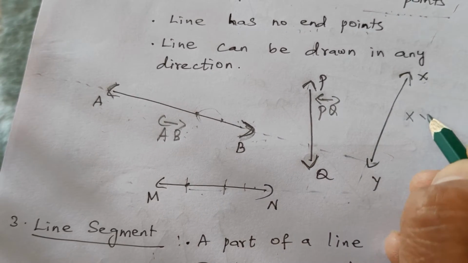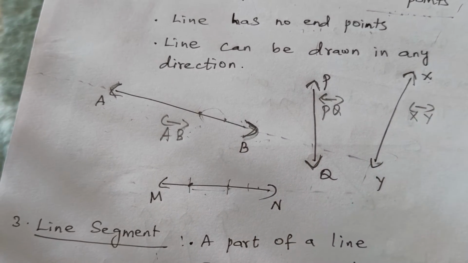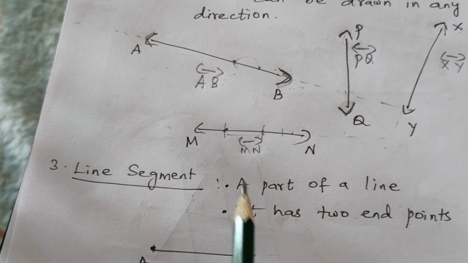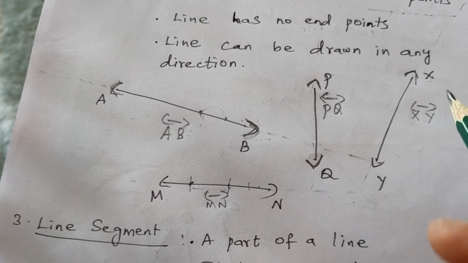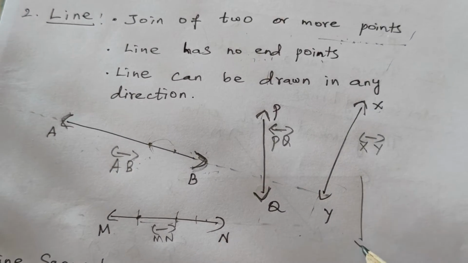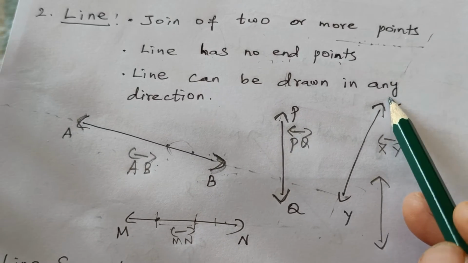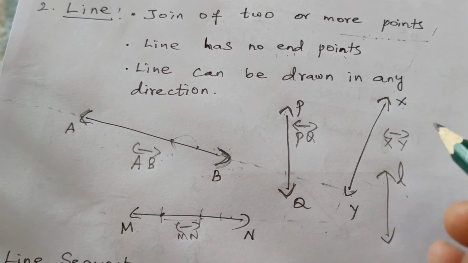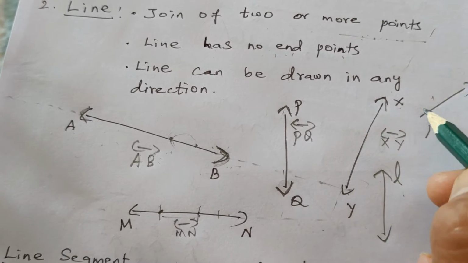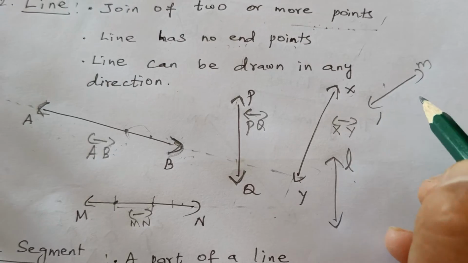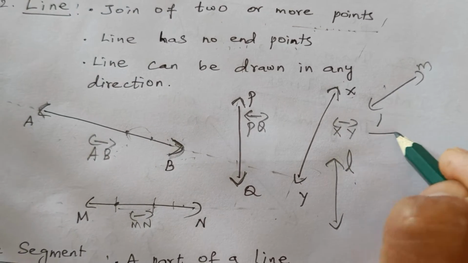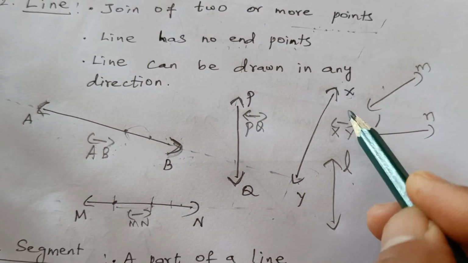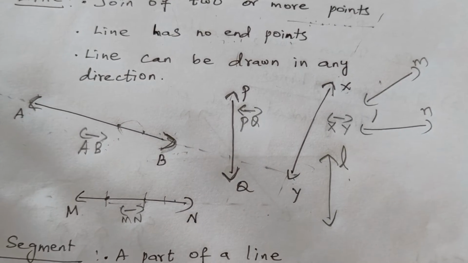What is the name of this line? Line XY. 2 arrows. And what is the name of this line? Line MN. Put arrow marks in. So it is named by 2 capital letters. Sometimes it is also named by 1 small letter. You can name a line in 2 ways. One is using two capital letters, or one small letter: line L, line M, or line N. Okay, using a small letter or using two capital letters, we can name a line.